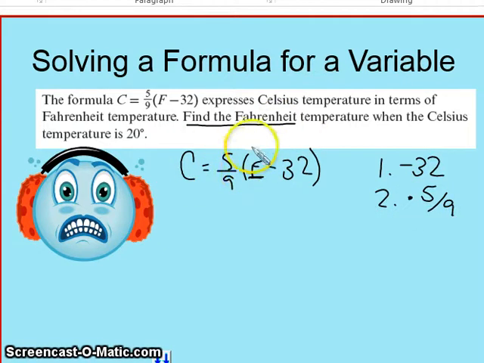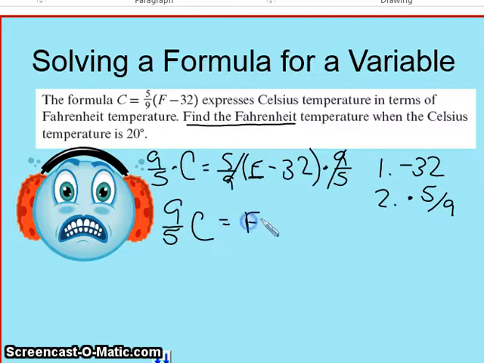So in order to get f by itself, the Fahrenheit temperature by itself, I'm going to do opposite operations in opposite order. Alright, so instead of multiplying by 5/9 last, the first thing I'm going to do is divide by 5/9. Or I can say I'm going to multiply by 9/5, because dividing by a fraction is the same thing as multiplying by the reciprocal. What I do to one side of the equation, I have to do to the other. Now, 5 times 9 is 45, 9 times 5 is 45, and those cancel each other out. So I have 9/5 times c equals f minus 32.